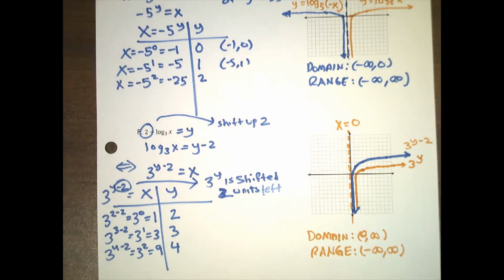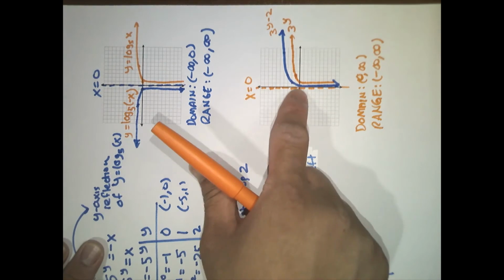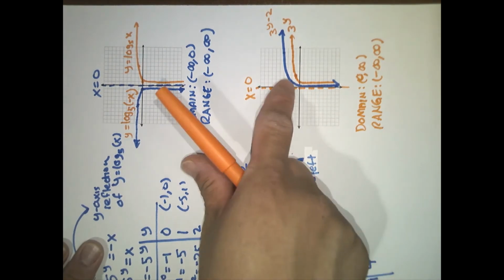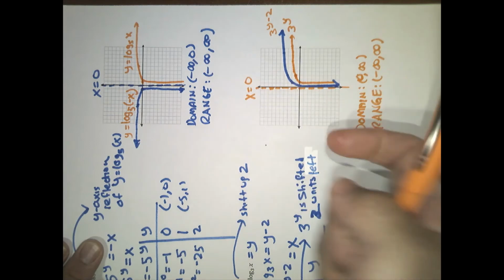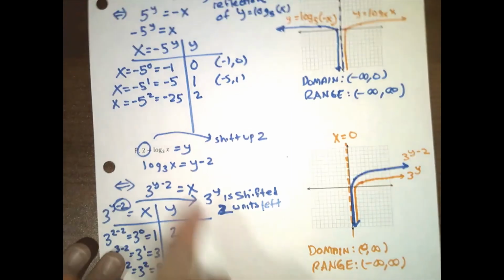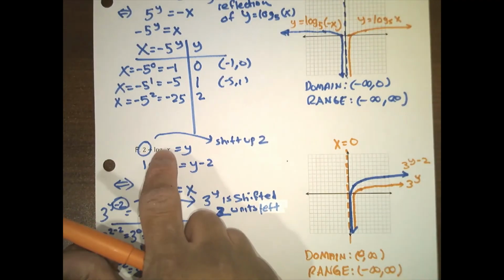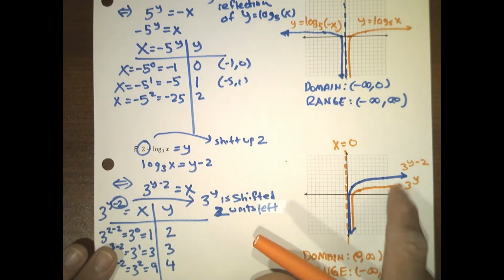And then, again, I can do the same trick here. If I move the paper so that the graphs look like this, you can see that 3 to the y minus 2 power was actually just 3 to the y shifted 2 units to the left. But if I look at it in terms of x's, like 2 plus log base 3 of x, then it's shifted 2 units up.